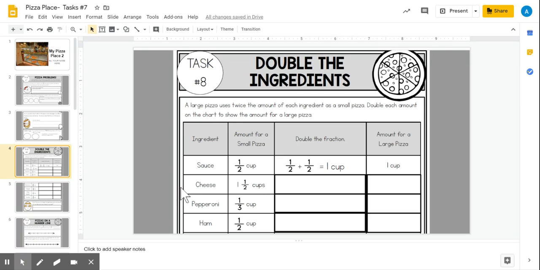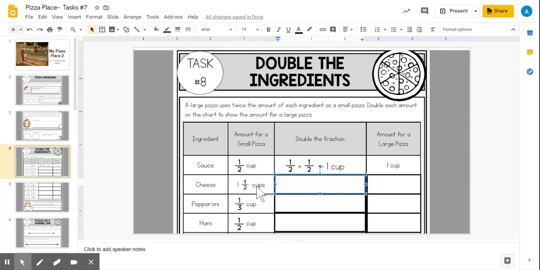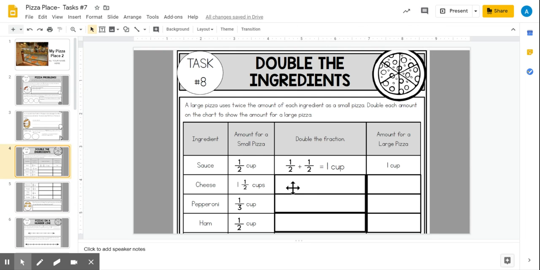All right, so you're going to be doing task 8 on your own. Task 8 is adding up those fractions. And so remember what I said, that you add the numerator and you keep the denominator the same. So I'm actually going to do these first. I'll do cheese and pepperoni with you, and then the rest you can do on your own.